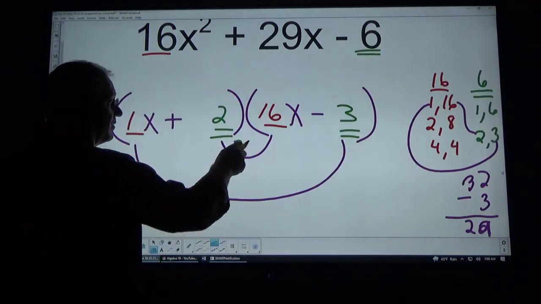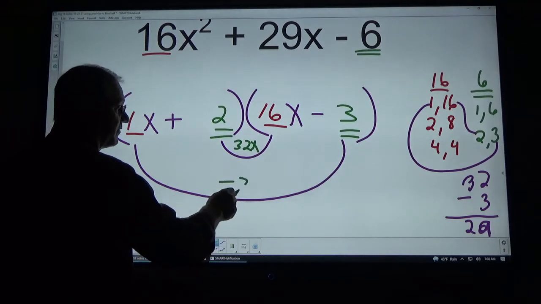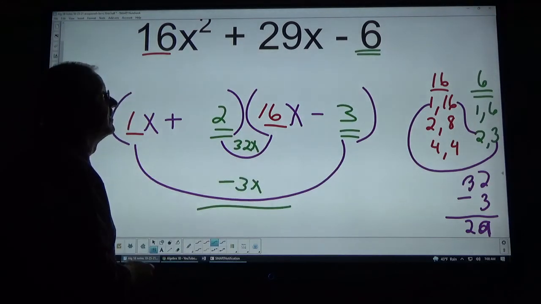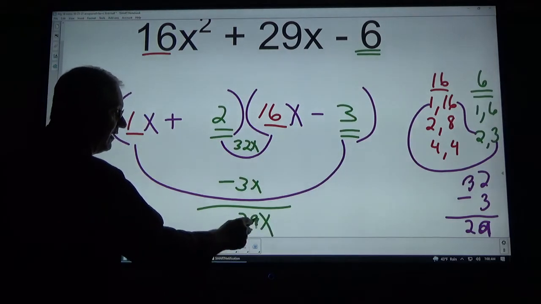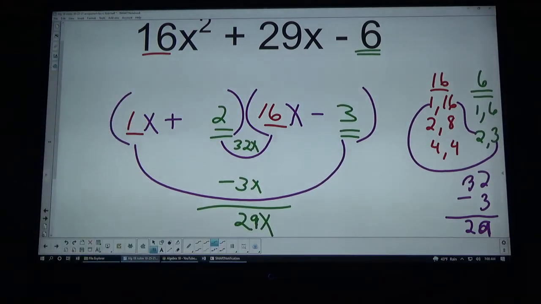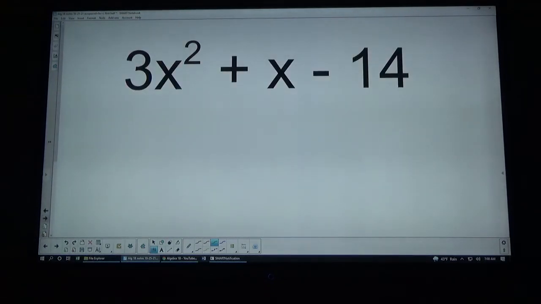This gives me 32x and negative 3x. Sure enough, that gives me a positive 29x. And there you have it. Hopefully you got it right. All right, let's take a look at our next example.